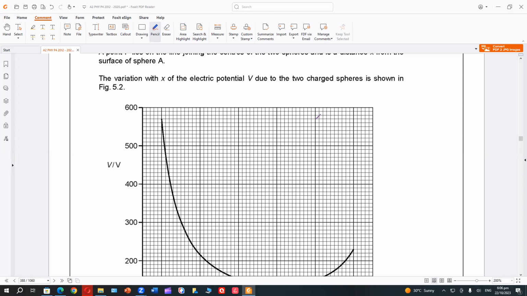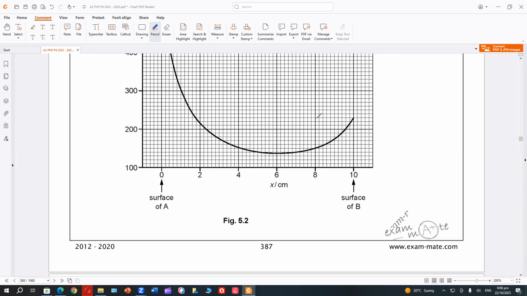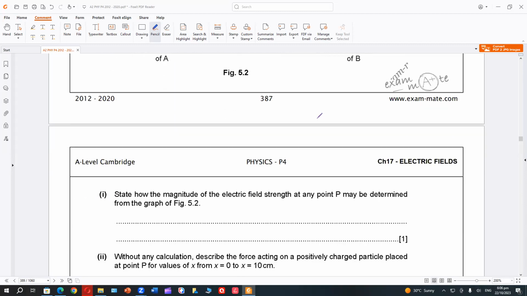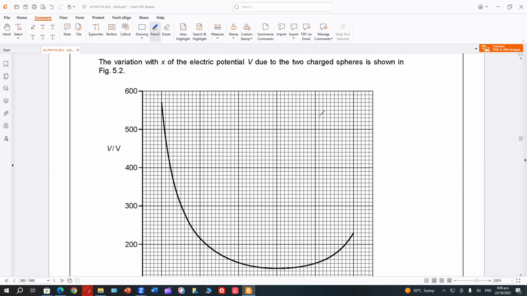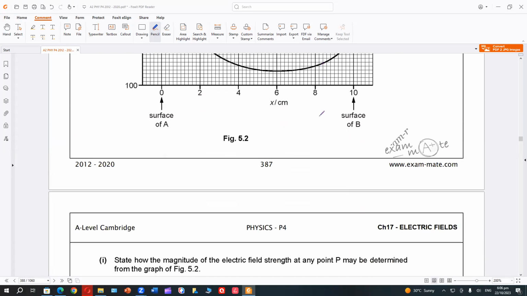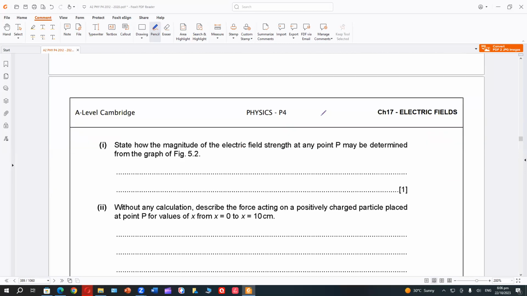Now look at the graph. It's a voltage against distance graph. V upon x is the gradient. State how the magnitude of the electric field strength at any point P may be determined from the graph.